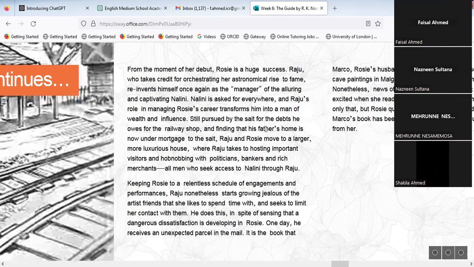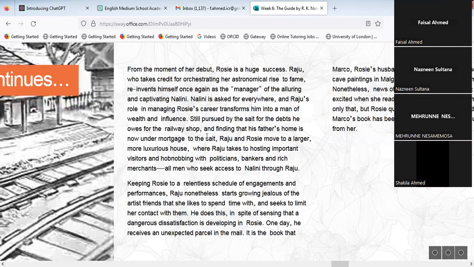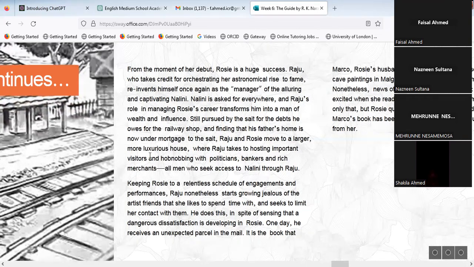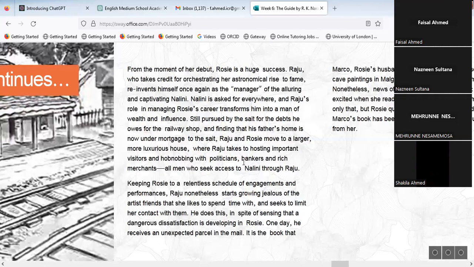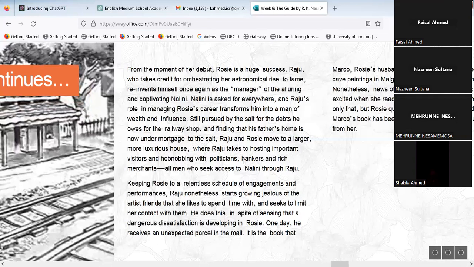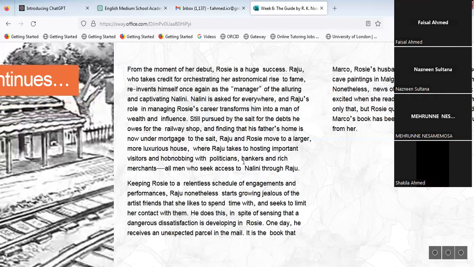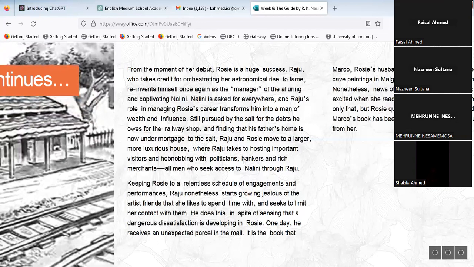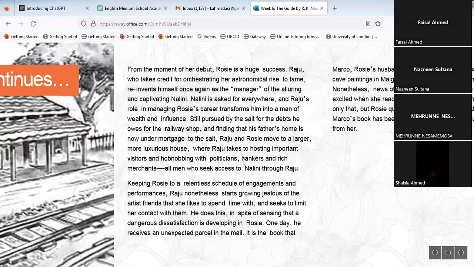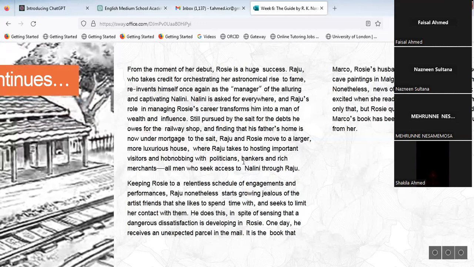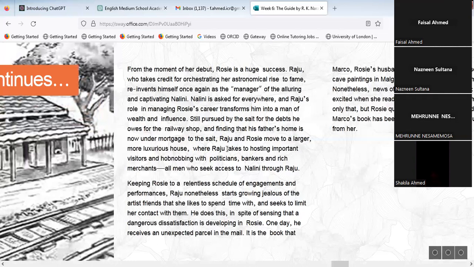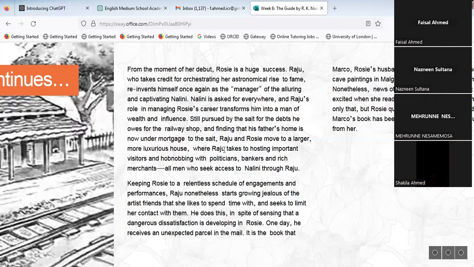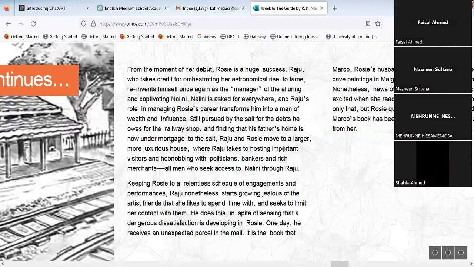Still pursued by the sage for the debts he owes for the railway shop, he finds that his father's home is now under mortgage to the sage. Okay, so now Raju, though he becomes wealthy, still leaves the situation of his debt the same as before. Okay, I mean, he did not repay his debt. That's why automatically his house, in the name of his father, is now in the charge of the creditors.